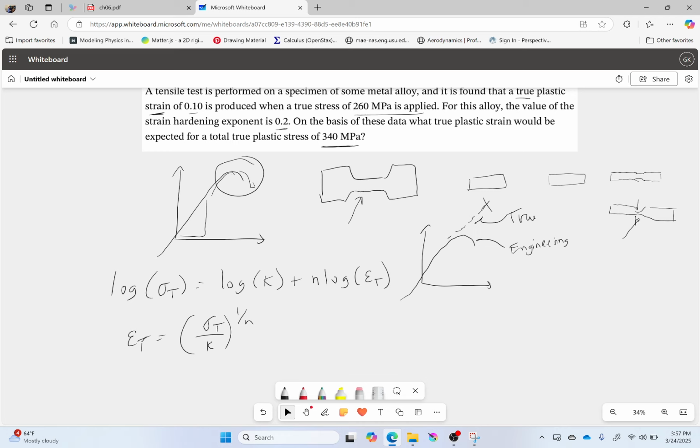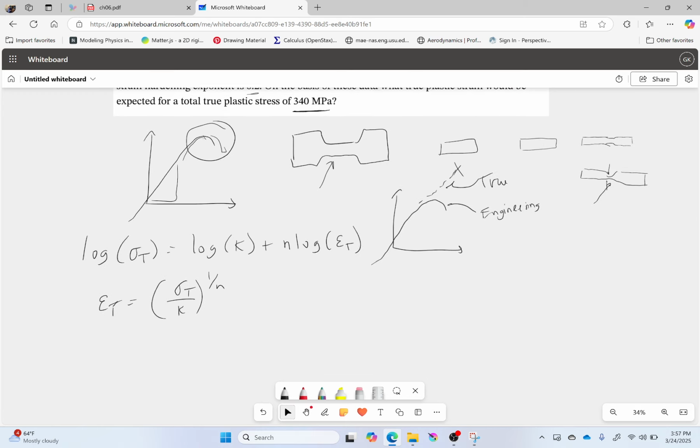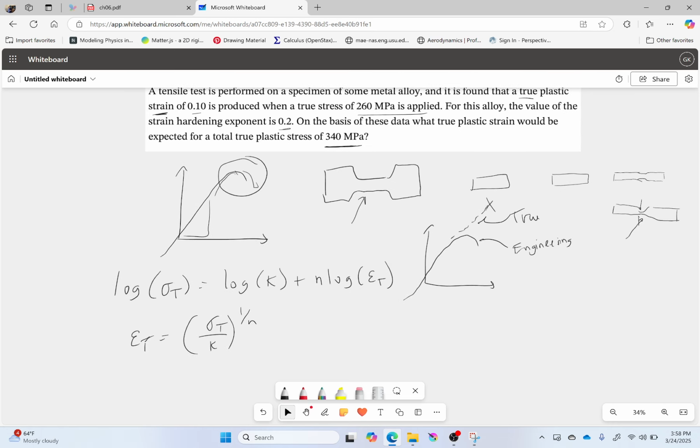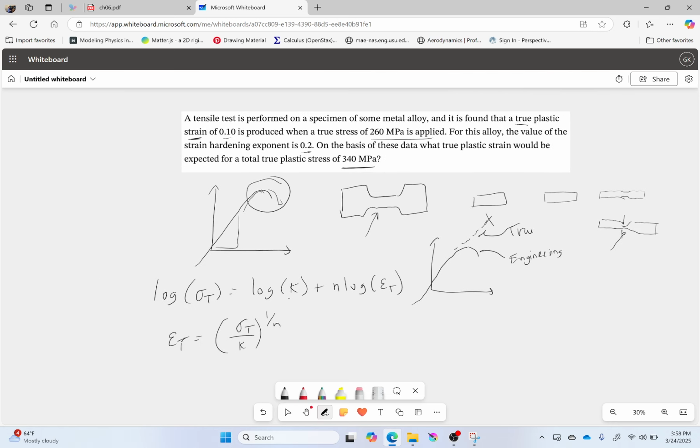These are my two ways. I can relate my true stress to my true strain, or my true strain to my true stress. This is how we can correct our data from engineering stress to real stress, or vice versa, if I know one or the other. So with that being said, we have some things we need to figure out. One, what is K? That's one of our constants. And two, what is N?